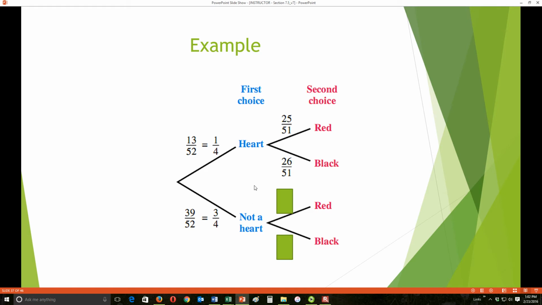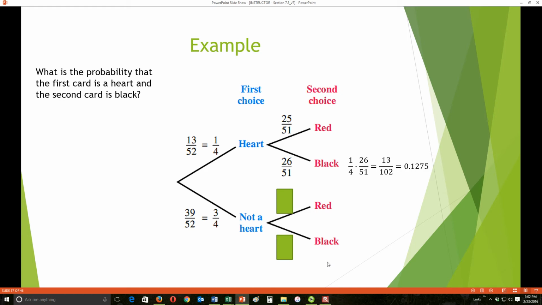Now, let's just say we did not choose a heart. What's the probability of getting a red card or a black card? I'm sorry, let's answer this question. What's the probability the first card is a heart and the second card is black? So 1/4 times 26 over 51, and reduce that to 0.1275, so we get the same concept with our tree.